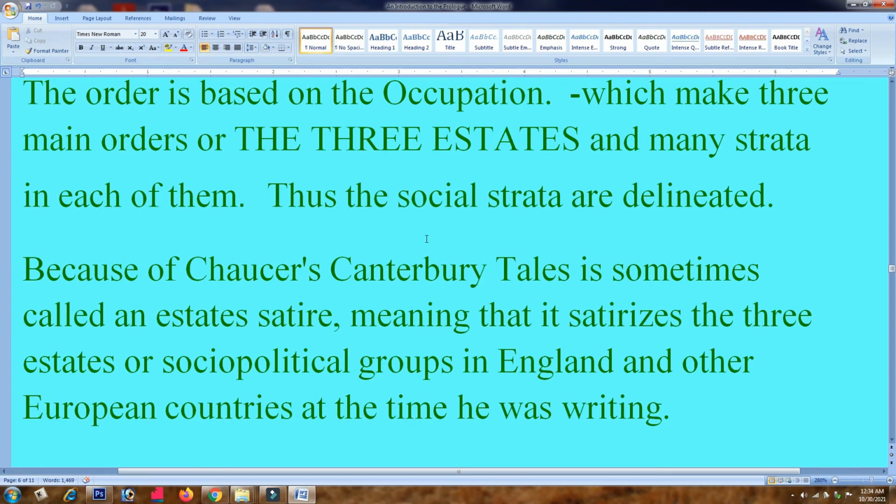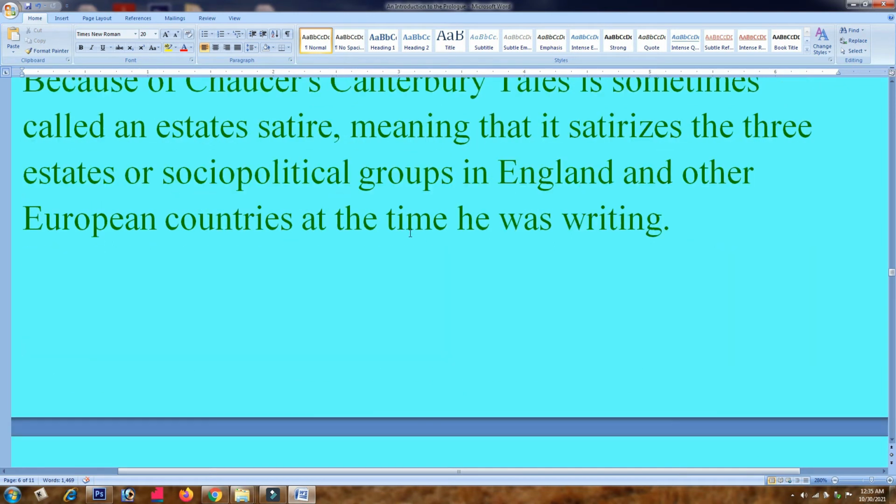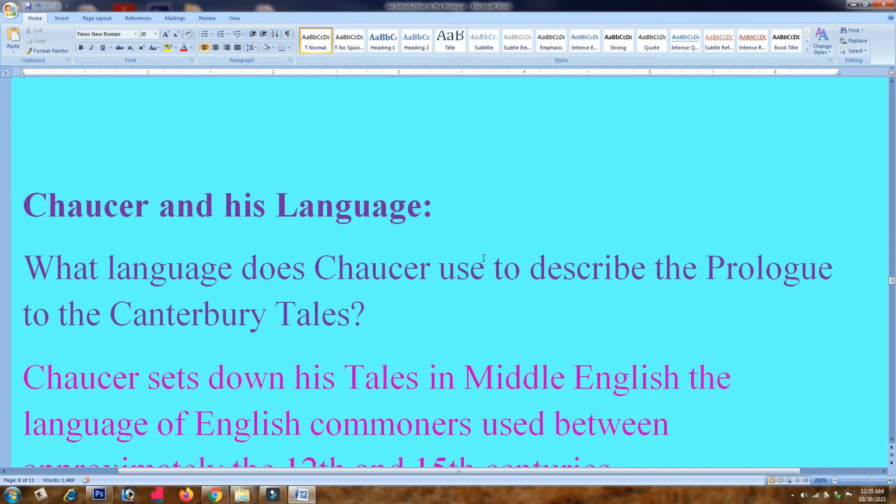Because of this, Chaucer's Canterbury Tales is sometimes called an estate satire, meaning that it satirizes the three estates, or socio-political groups, in England and other European countries at the time he was writing. Chaucer and his language.